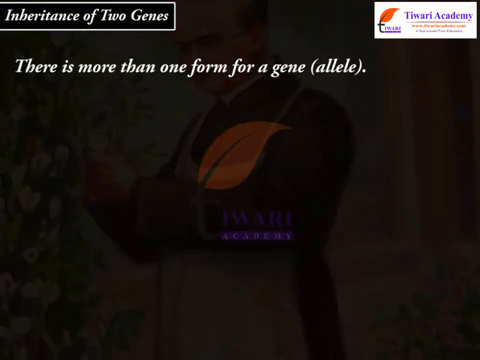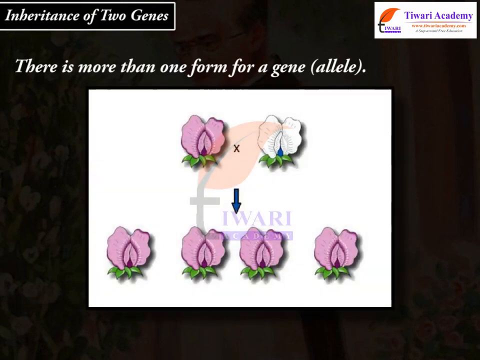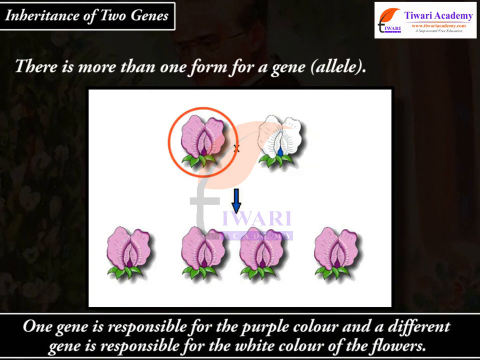There is more than one form for a gene: an allele. For example, based on his experimentation with purple and white flowering pea plants, he deduced, after examining the results of numerous crossings, that one gene is responsible for the purple color and a different gene is responsible for the white color of the flowers.